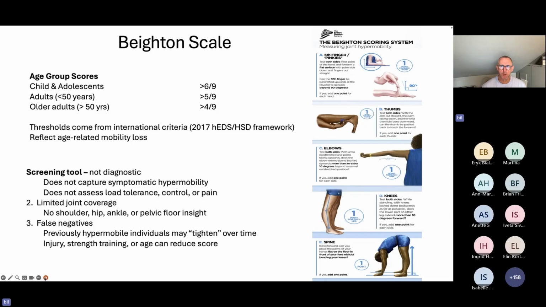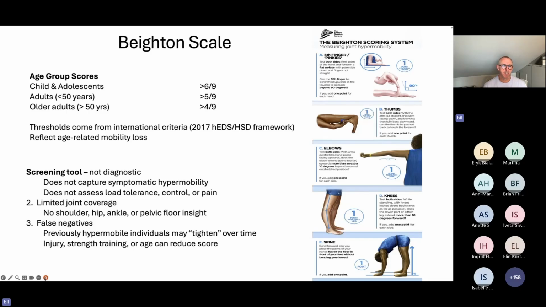In older adults, because we get stiffer as we get older, because our collagen type changes over 50 years, we only have to have a score of 4 out of 9. Now, these thresholds come from the International Criteria 2017, and they reflect age-related mobility loss.